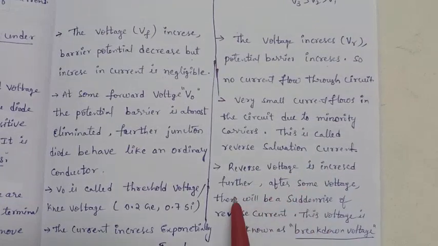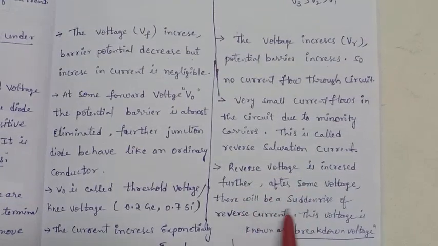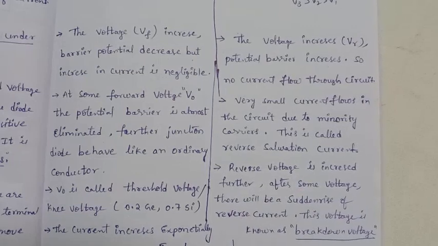When the reverse voltage is increased further, after some voltage there will be a sudden rise of reverse current. This voltage is called the breakdown voltage.